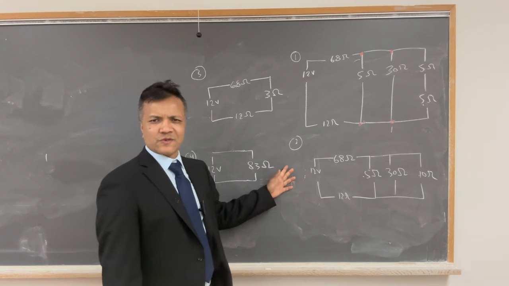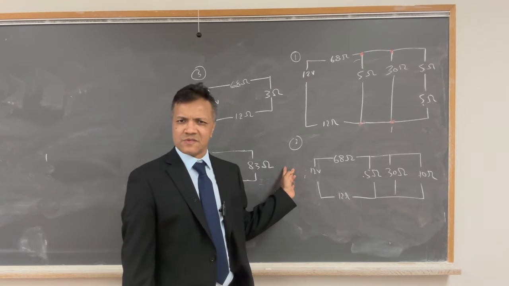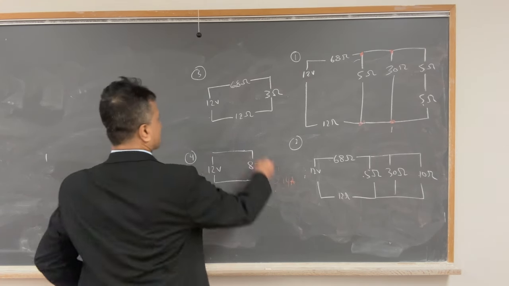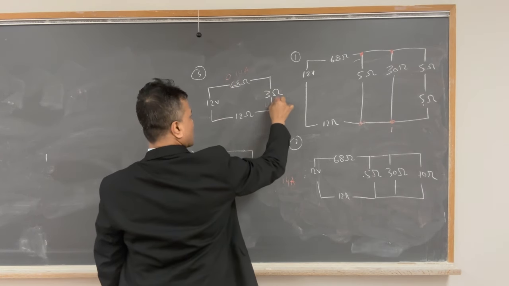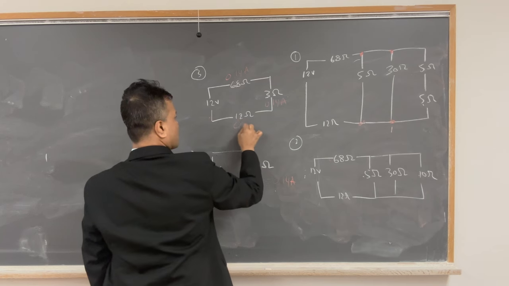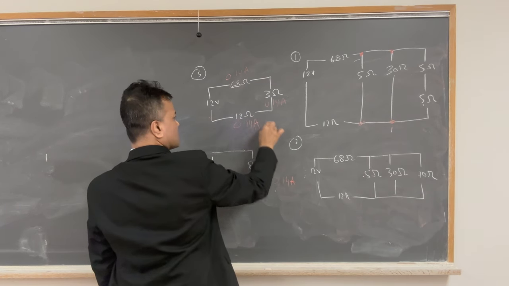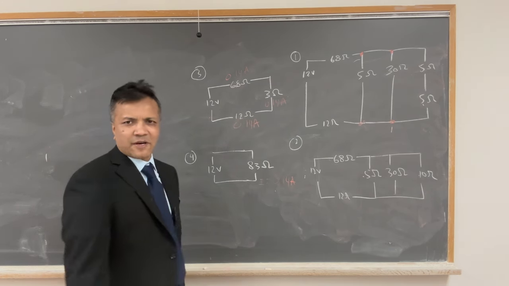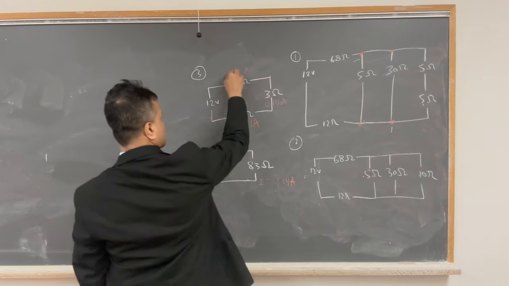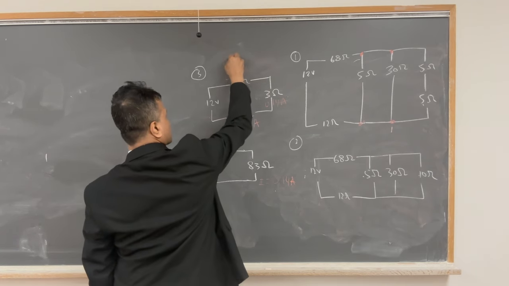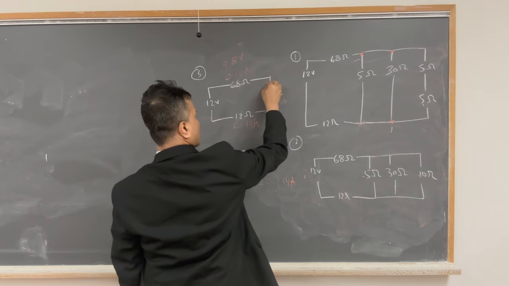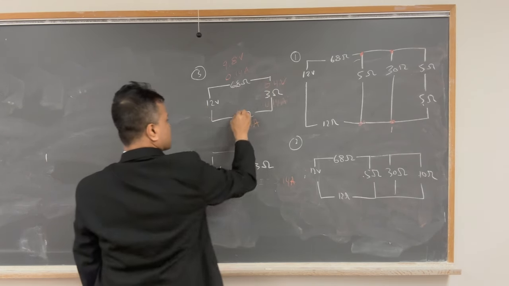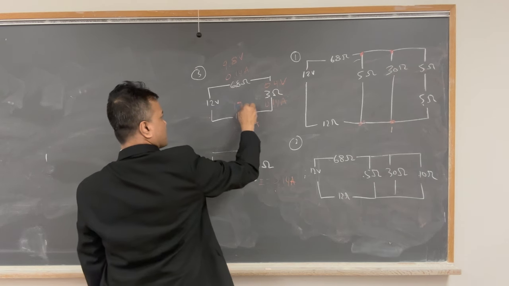What is true for series relationship? Current is the same. How much is the current? 0.14. So we're going to write 0.14 amps, 0.14 amps, 0.14 amps. Okay, if we want, we can write voltage. Why not? This times this is the voltage, so it's 9.8. This times this is the voltage, so this is 0.4. This times this is the voltage, so this is 1.7.